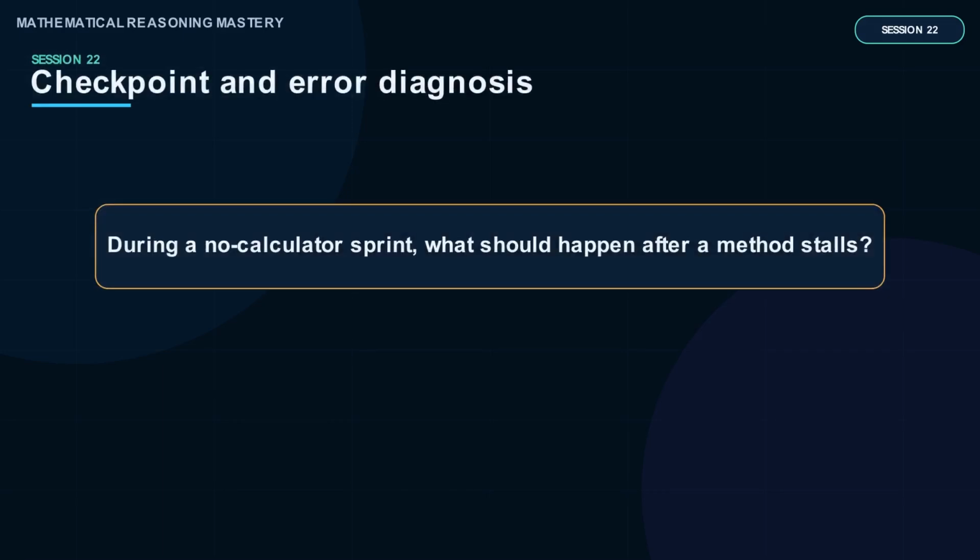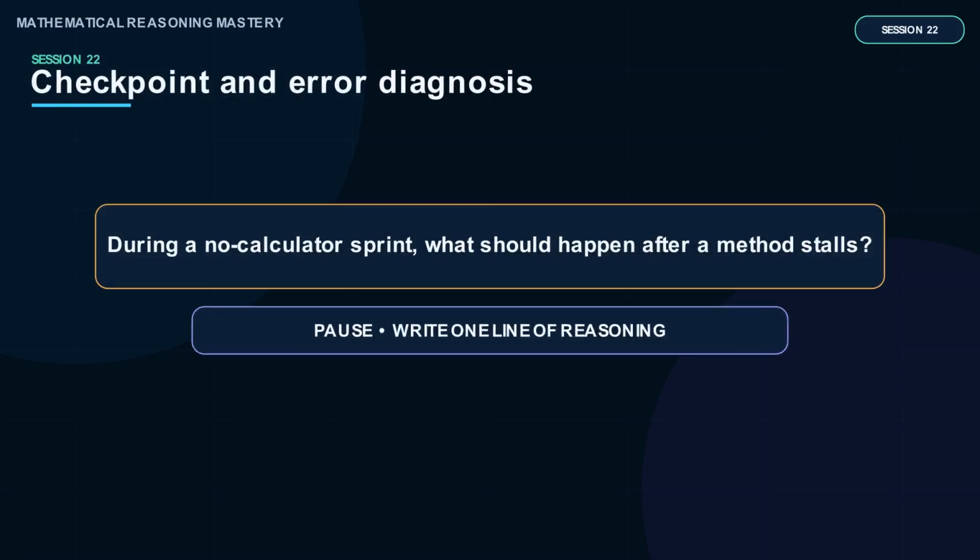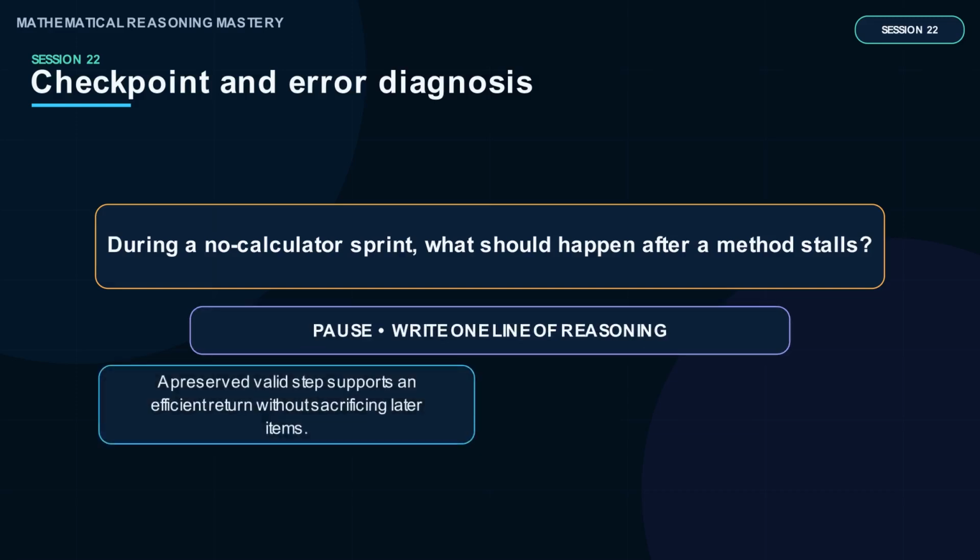Try this checkpoint without copying the example. During a no-calculator sprint, what should happen after a method stalls? Decide which mathematical fact controls the answer. Pause and write one line of reasoning before committing. A visible decision is easier to inspect, explain, and correct than an unsupported guess. Focused hint. A preserved valid step supports an efficient return without sacrificing later items. Use the hint to repair the setup, then finish the reasoning yourself.